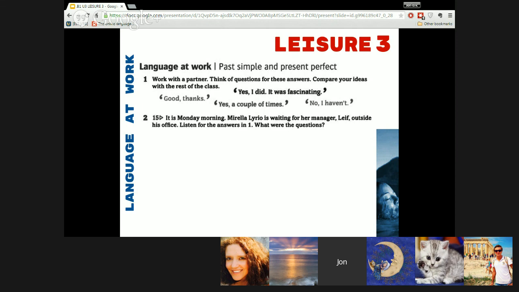So, "Good, thanks." What was the question that you heard? You don't have to get it exactly, but what did you hear? How was your weekend? Okay, very good. How was your weekend is correct. What's the verb tense there? Past simple or present perfect? How was, past simple. Correct. "Yes, I did. It was fascinating." What was the question? Did you go to the gallery on Saturday? Very good. Past simple or present perfect? Past simple. That's right.